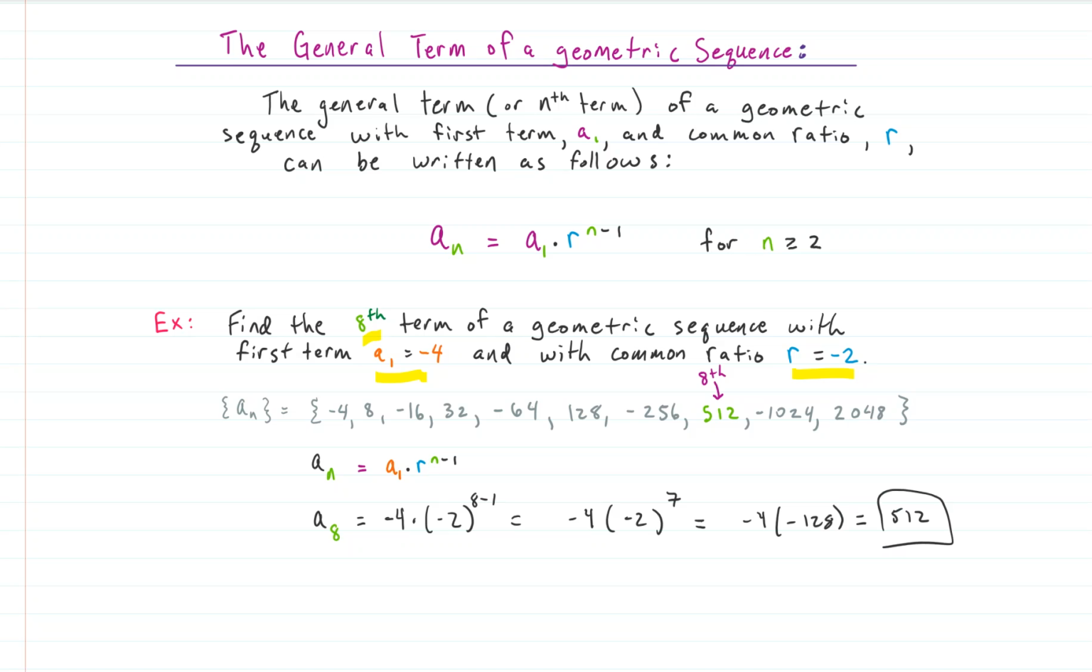Just in case you're curious, I wrote out the first 10 terms of this geometric sequence, and I highlighted the 8th term so you could see, and it is in fact 512. Kind of cool, huh?